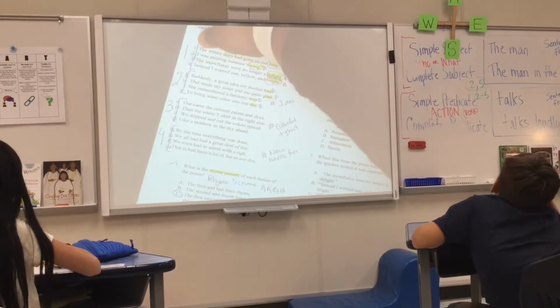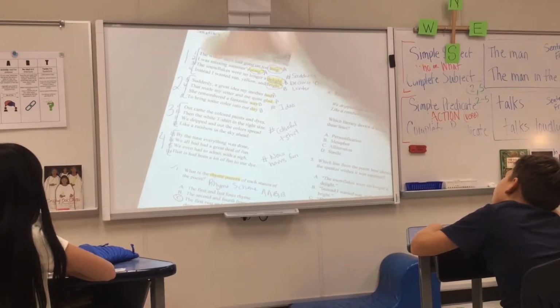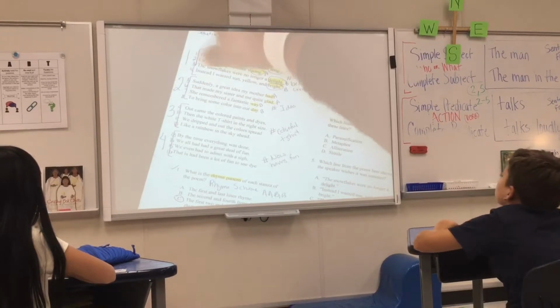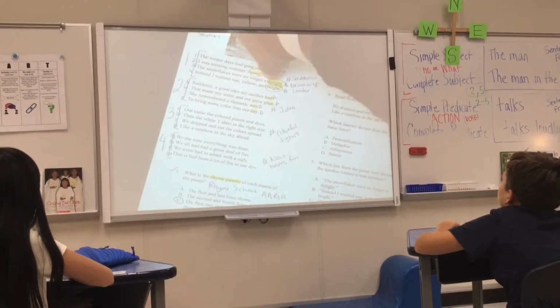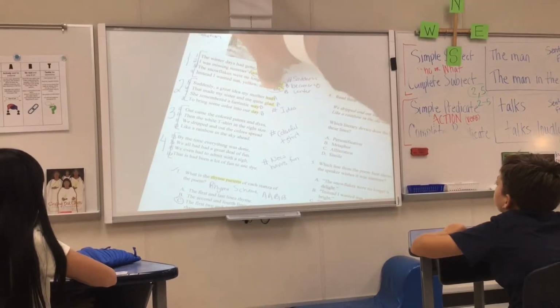Ready? 1, 2, 3. The winter days had gone on too long. I was missing summer song. The snowflakes were no longer made to light. Instead, I wanted sun yellow and bright.